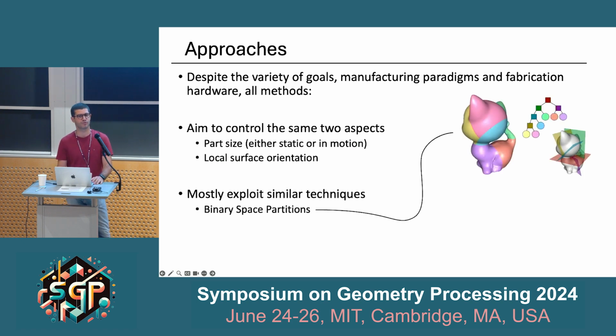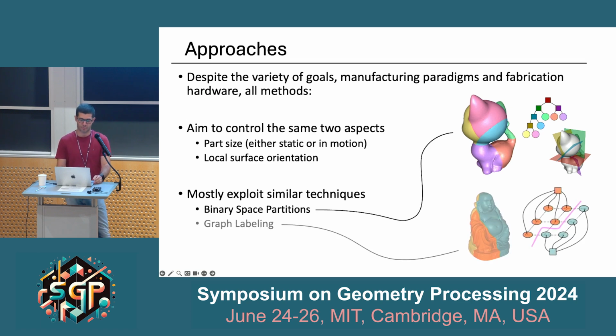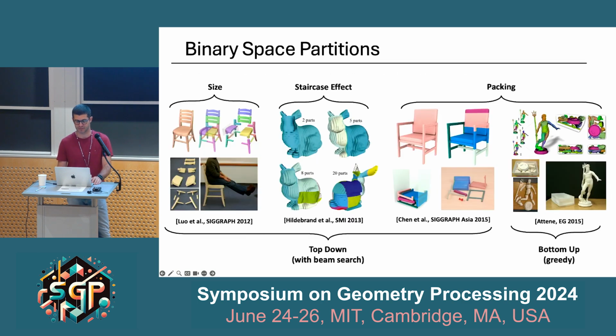There are three main approaches to shape decomposition for fabrication. One is based on the use of binary space partitions. One is based on the use of graph labelings. And then there are also approaches that use mesh booleans to split the object into simpler pieces. So we're going to say something about each of these approaches. First of all, binary space partitions. Here you just have a mosaic of different papers that use this technology to address size issues, surface fidelity issues, or packing for shipping. And these binary space partitions can be computed either top-down or bottom-up. Both solutions are possible, and we're going to see both of them.